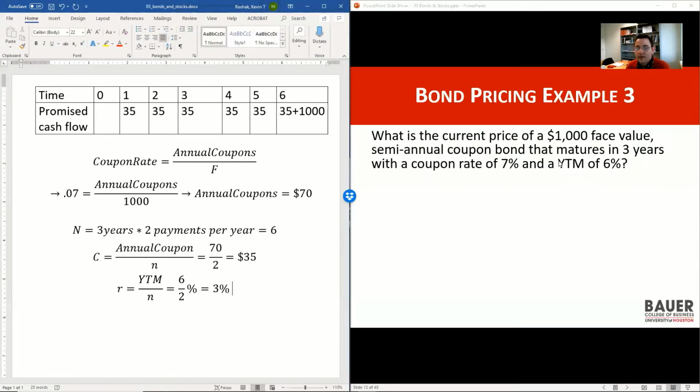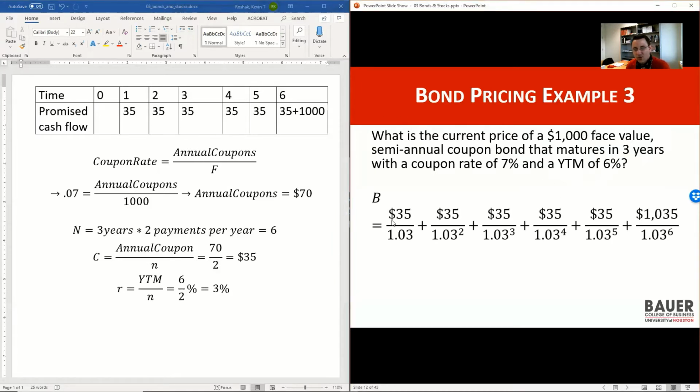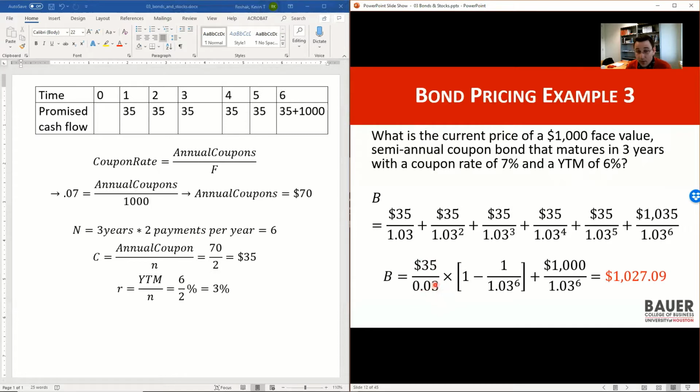So that's everything we need. Now we just plug everything into our bond pricing formula. We have an annuity of $35 every 6 months, and then we have the face amount. So putting all of that together, again, you could spell out each of those 6 cash flows, but that's a bit tedious. The easier thing to do would be to use the annuity formula here with the individual coupon being $35. The 6-month discount rate is 3%. And then you add on the face value, which is occurring in 6 periods from now. That gives you $1,027.09.